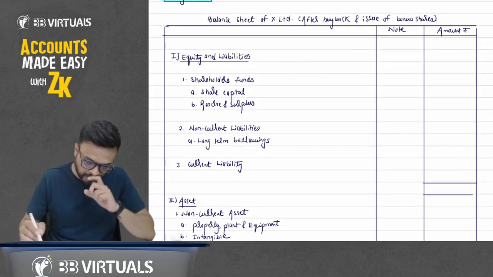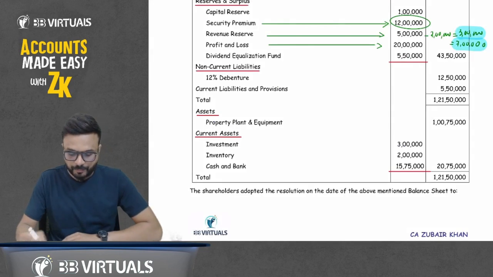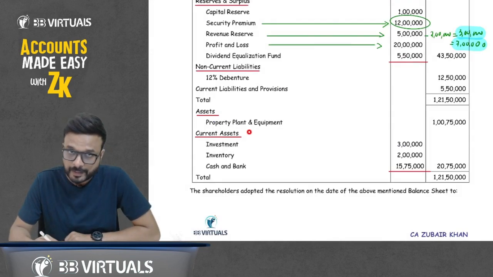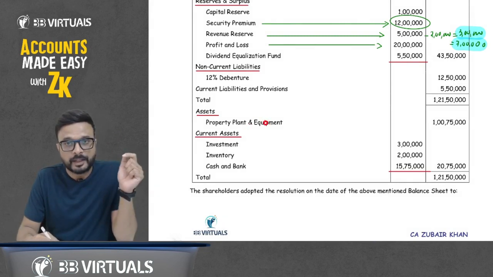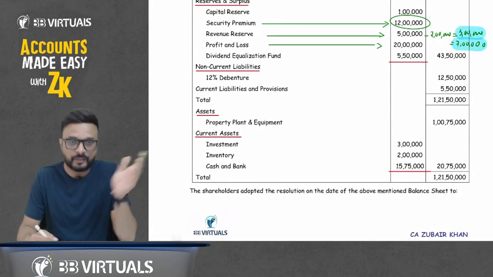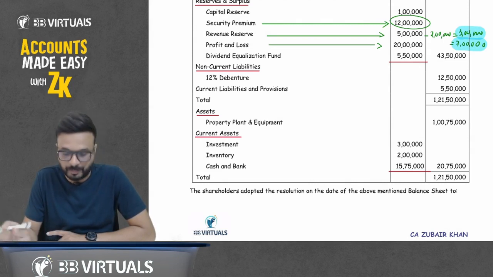Notes to account, always we have to prepare notes to account on share capital, then reserve and surplus and long-term borrowing. Generally, we prepare notes to account on property, plant and equipment, but here there is no need, because they have not given individually property, plant and equipment, for example plant and machinery, land and building, furniture. They have just given one single figure for property, plant and equipment.